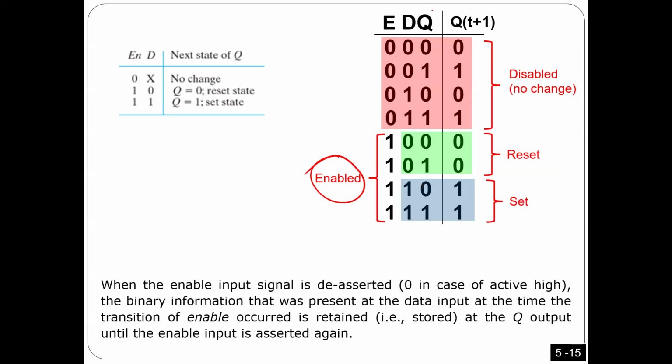Here is the difference: this is the current stored value before we apply D, and this is the new value after I apply D. If D is equal to 0, regardless of whether you are storing 0 or 1, this is the old value, after I apply D equal to 0, I get 0. Same thing here: when I apply D equal to 1, I get 1. Any questions?